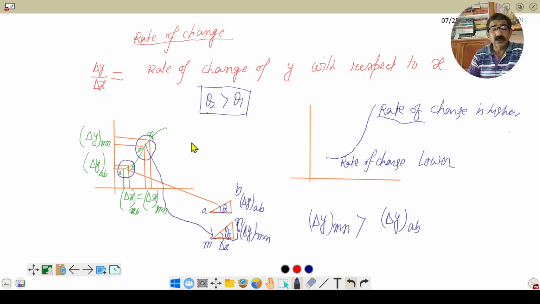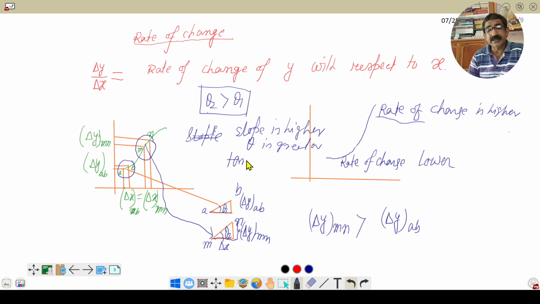If we say the slope is higher, that means theta is greater. That means tan theta is greater. So three languages, three sentences give the same information. Slope is higher, slope is lower.